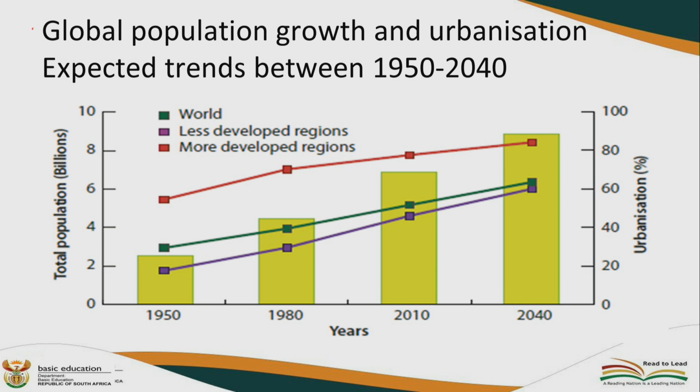The heading of the graph tells you what the graph is about. So when you approach the graph, you need to understand that the graph in front of you has a heading. What is the heading of this graph? It says global population growth and urbanization expected trend between 1950 and 2040. So there are things that we need to take note of.